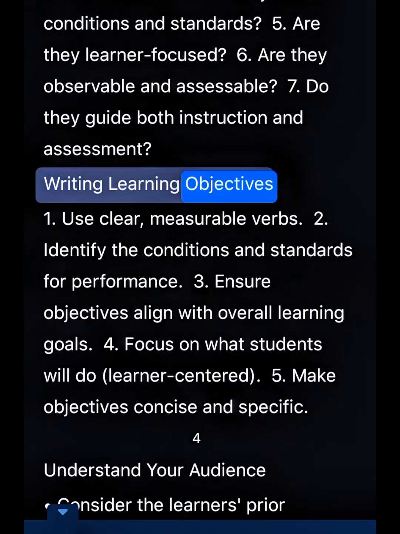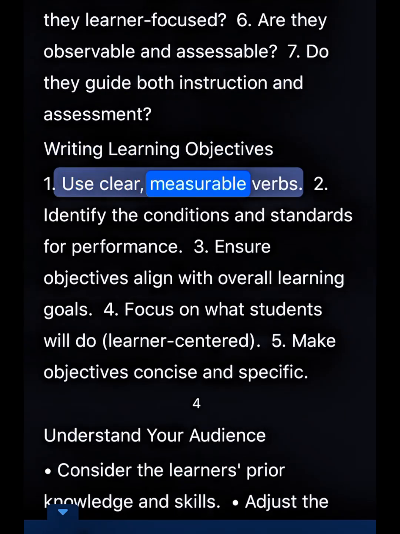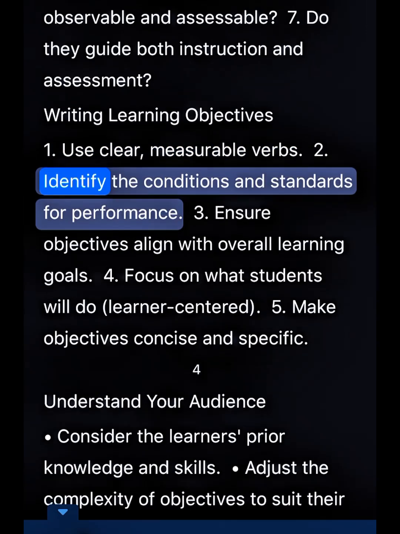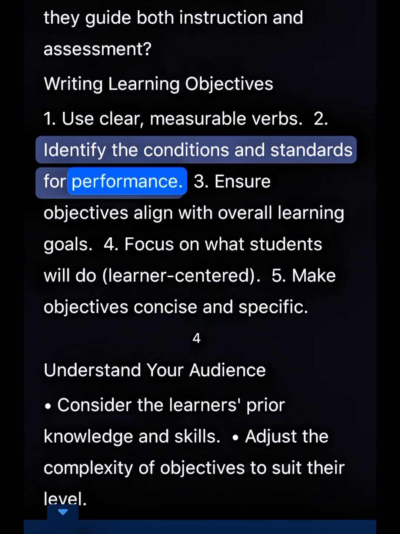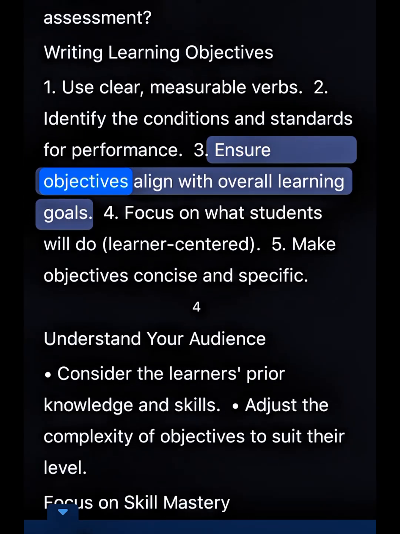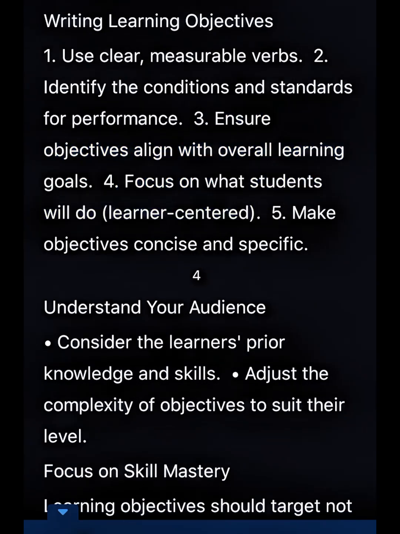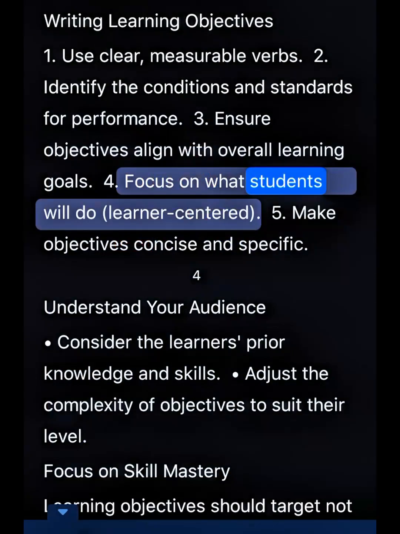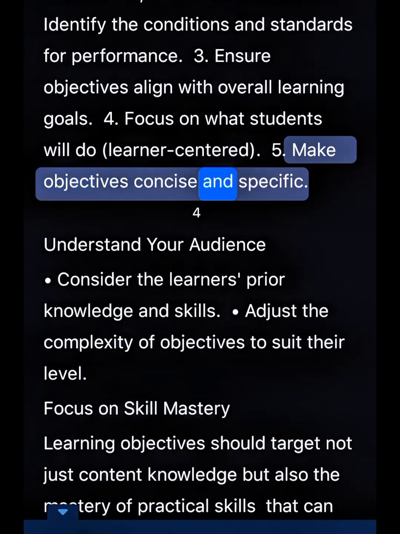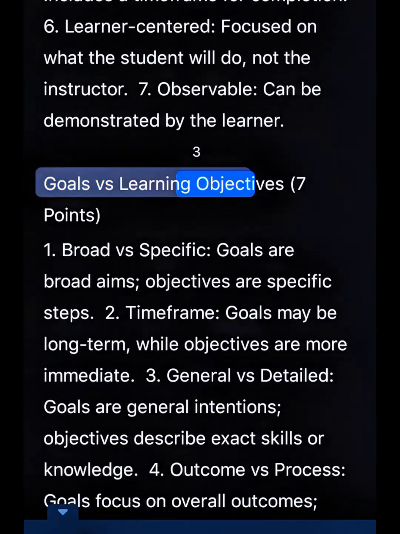Writing learning objectives. 1. Use clear, measurable verbs. 2. Identify the conditions and standards for performance. 3. Ensure objectives align with overall learning goals. 4. Focus on what students will do, learner-centered. 5. Make objectives concise and specific.